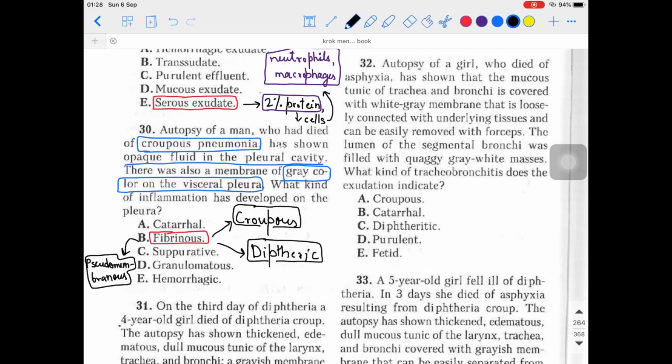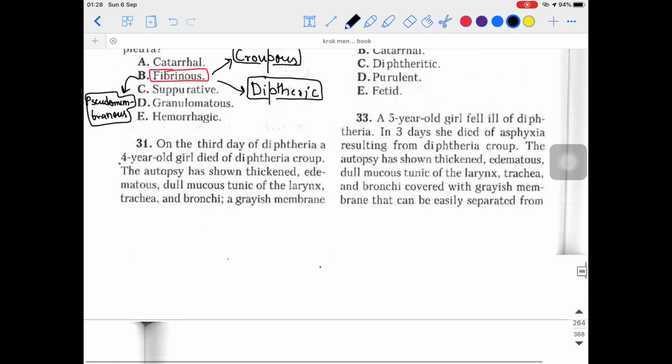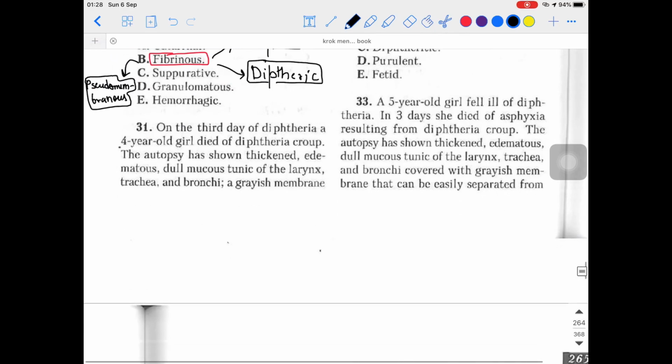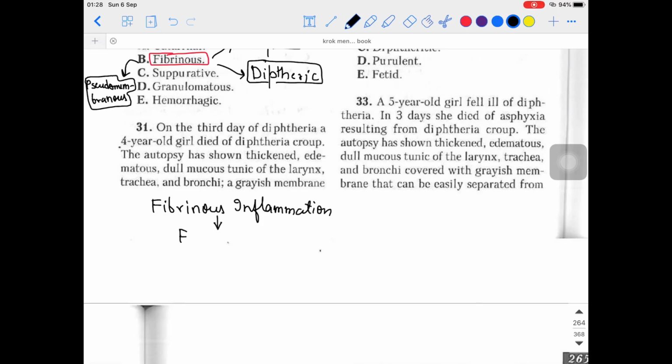Now what are the contents of this fibrinous exudate? This fibrinous exudate contains a large amount of fibrin, neutrophils and macrophages. So what I am talking about, I am writing it over here. I said that I am talking about fibrinous inflammation. First of all, I told you the other name of this, that is pseudomembranous. So I am saying that fibrinous inflammation has fibrinous exudate.